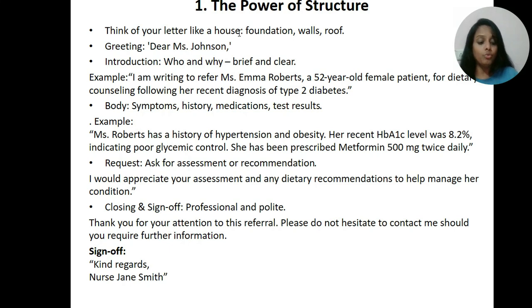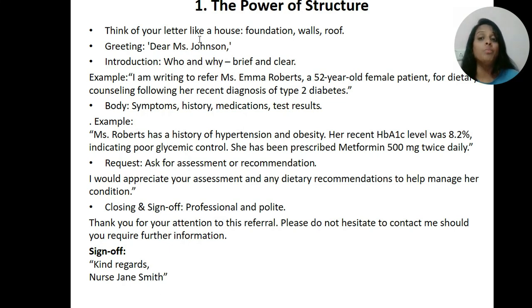And then the request. Try to ask for assessment or further recommendation. I would appreciate your assessment and any dietary recommendations to help manage her condition. And finally, wrap it up nicely and thank the person for their time. Thank you for your attention to this referral. Please do not hesitate to contact me should you require further information. Kind regards, Nurse Jane Smith.